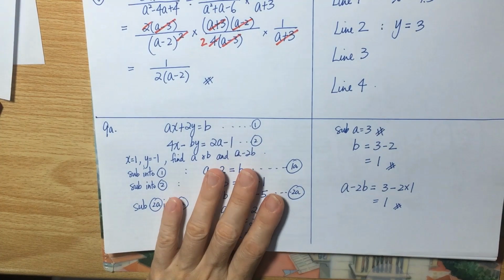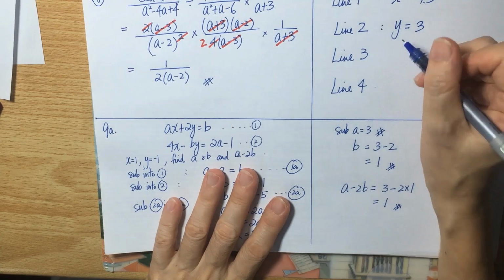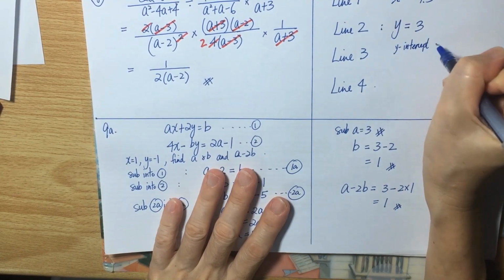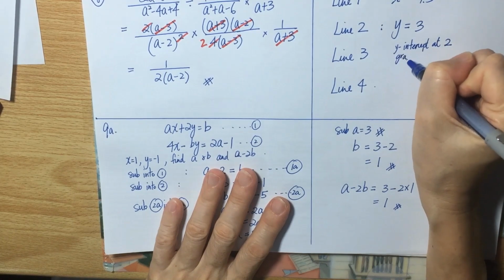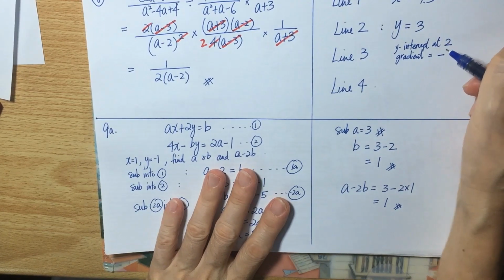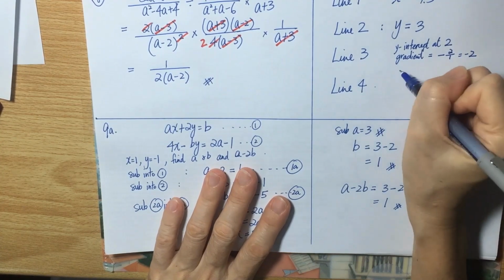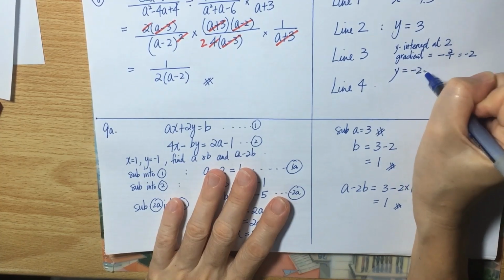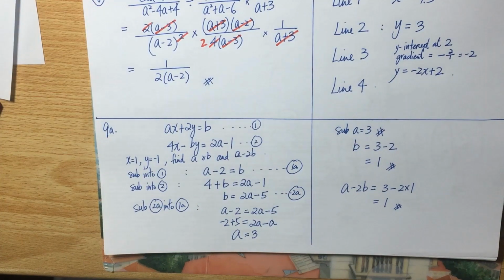Okay, next, look at line 3. Line 3 has a y-intercept at 2, and the gradient is a negative value, -2 divided by 1. So it's -2. So therefore, the equation will be y equals -2x plus 2. So that is for line 3.